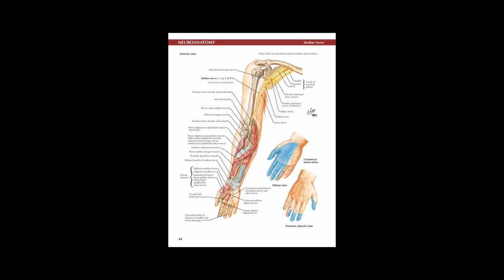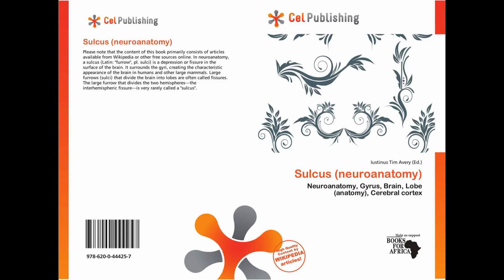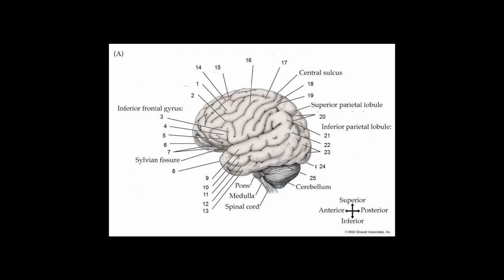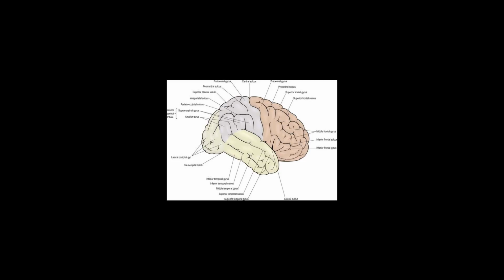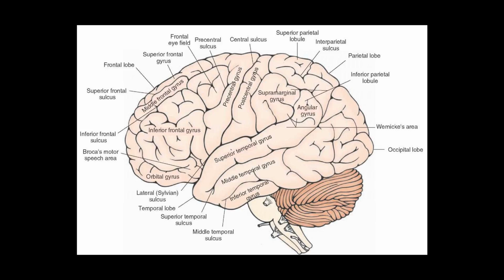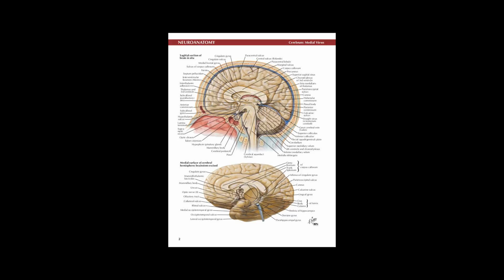Notable sulci: calcarine sulcus, central sulcus of insula, cingulate sulcus, circular sulcus of insula, collateral sulcus, fimbriodentate sulcus, hippocampal sulcus, inferior frontal sulcus, inferior temporal sulcus, intraparietal sulcus, lateral sulcus, lunate sulcus, occipitotemporal sulcus, olfactory sulcus, paracentral sulcus, parieto-occipital sulcus, postcentral sulcus, precentral sulcus, rhinal sulcus, subparietal sulcus, sulcus of corpus callosum, superior frontal sulcus, superior temporal sulcus, transverse occipital sulcus, transverse temporal sulcus.